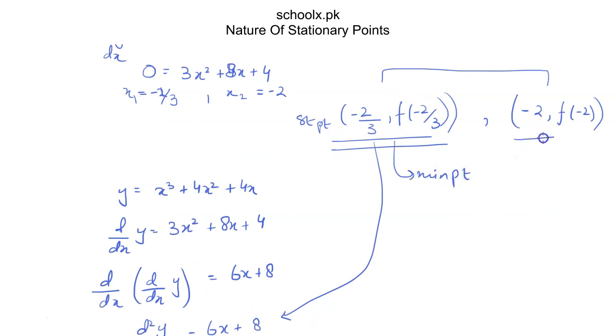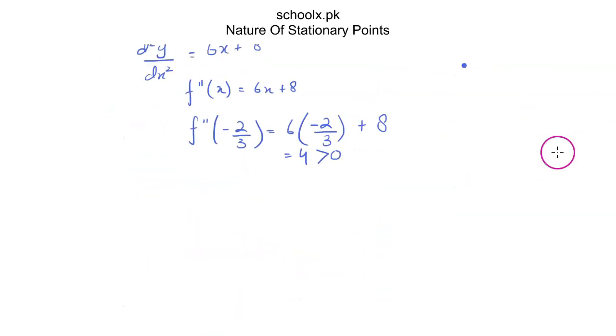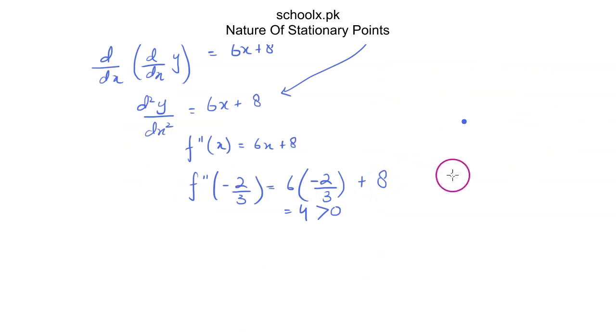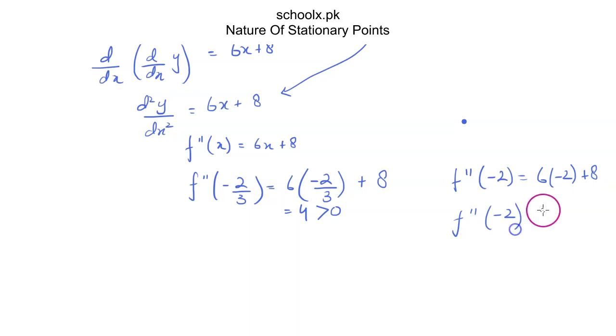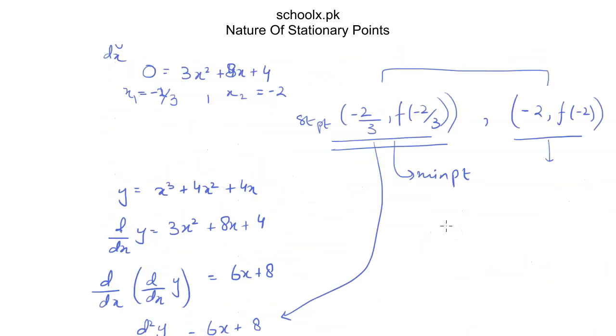Let's check the nature of the stationary point when x is negative 2. I'll put x equals negative 2 right here. This gives us negative 12 plus 8, negative 4. So this stationary point is a maximum point because it is less than 0. This one is a max point on the curve.